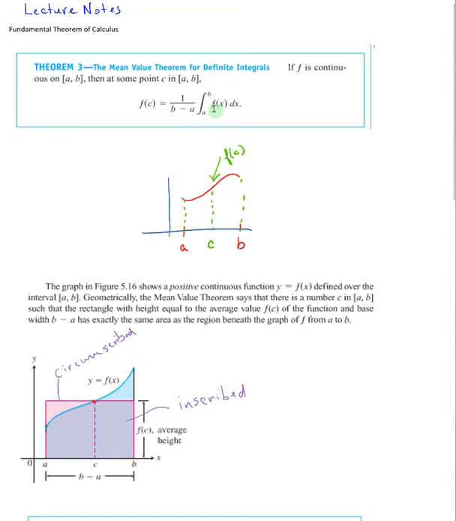This is section 5.4, and we're going to get to the fundamental theorem of calculus. We have a couple of things here. The first thing is the mean value theorem for definite integrals. If f is continuous on an interval a to b, then at some point c inside a to b, f of c is equal to the average value of the integral. In other words, you take the integral from a to b and multiply it by 1 over b minus a.